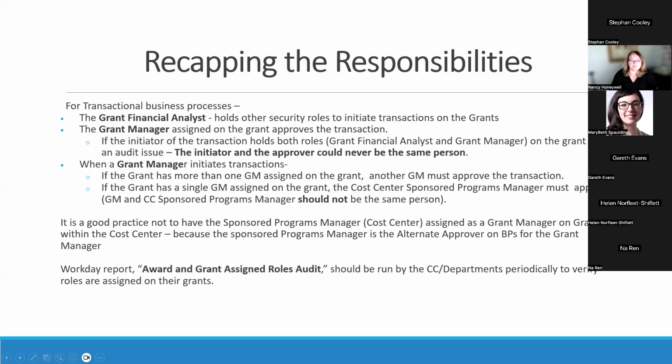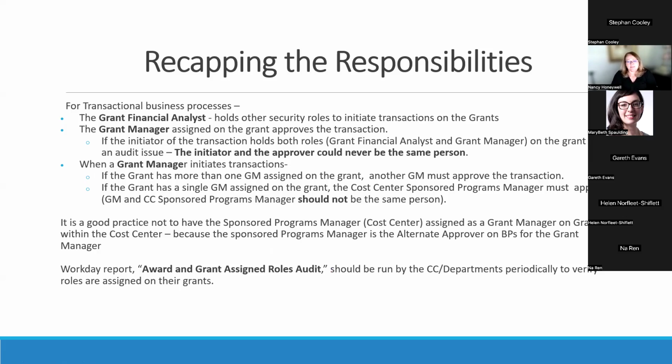I'm trying to think of some other things I want to tell you that are important. But it is good practice not to have the sponsored programs manager at the cost center assigned as the grant manager on the grants within that cost center. This is really important, since the sponsored programs manager is the alternate approver for BPs for the grant manager.